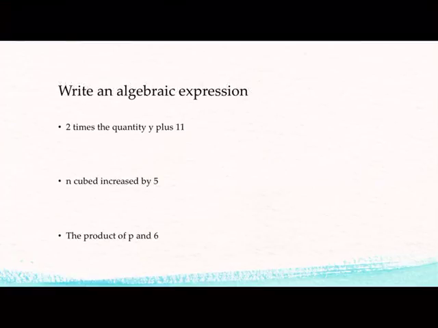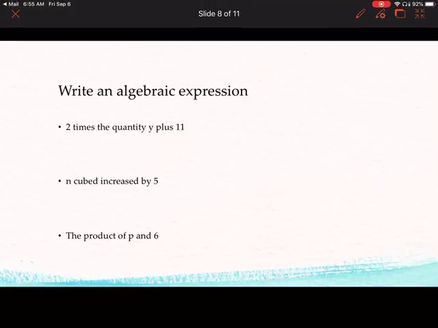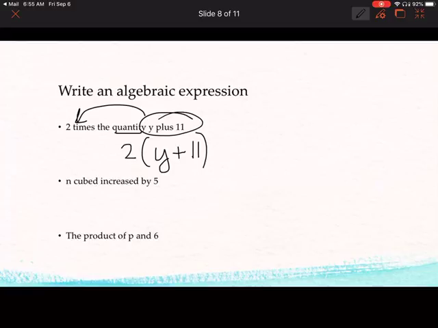So write an algebraic expression. Now we have to go the other way. It says 2 times the quantity. Remember we talked about quantity in class, that means that you're putting something together, of y plus 11. So quantity says to me, put it in parentheses. So I started here, and then it says 2 times that number. So that's what you get.